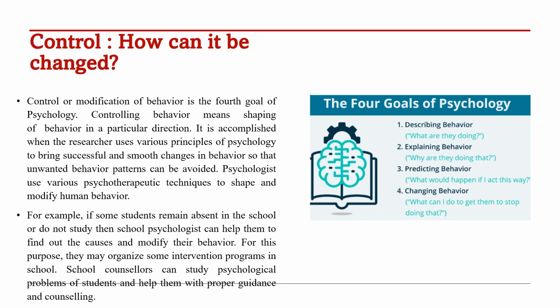A simple example could be if some students remain absent in school or do not study, then school psychologists can help them to find out the causes and modify this behavior. For this purpose, they may organize some intervention programs in school, or school counselors can study psychological problems of students and help them with proper guidance and counseling.